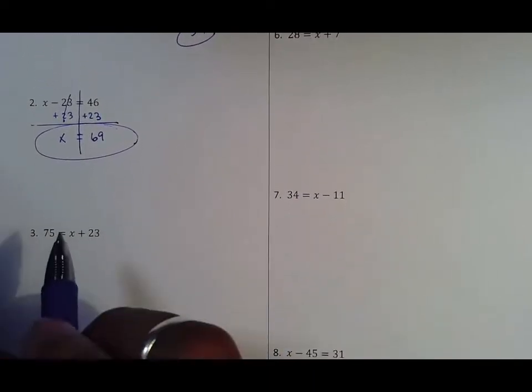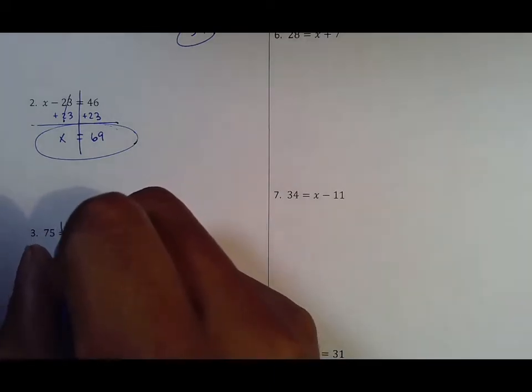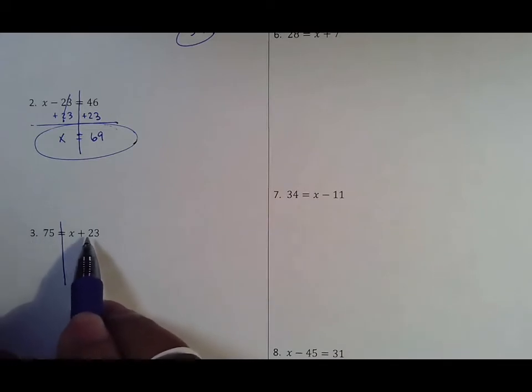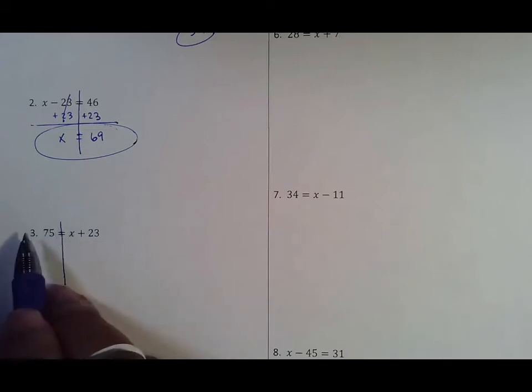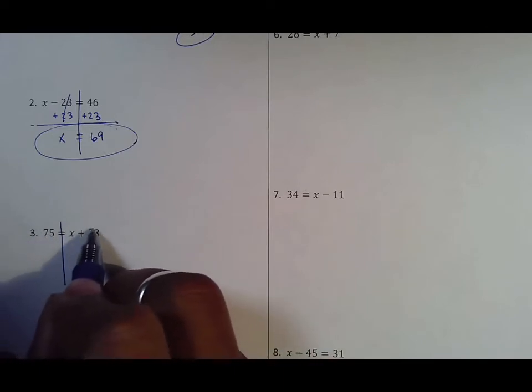Everything won't be with the x on the left. In this case here, x is on the right, and the number that needs to be moved is the 23, not the 75, because again, if you draw your wall, that's why it helps people to draw the wall. This 23 is over here with x. The 75 is not, x can't even see the 75, it doesn't even exist. So again, the number that needs to move in this case is the plus 23.